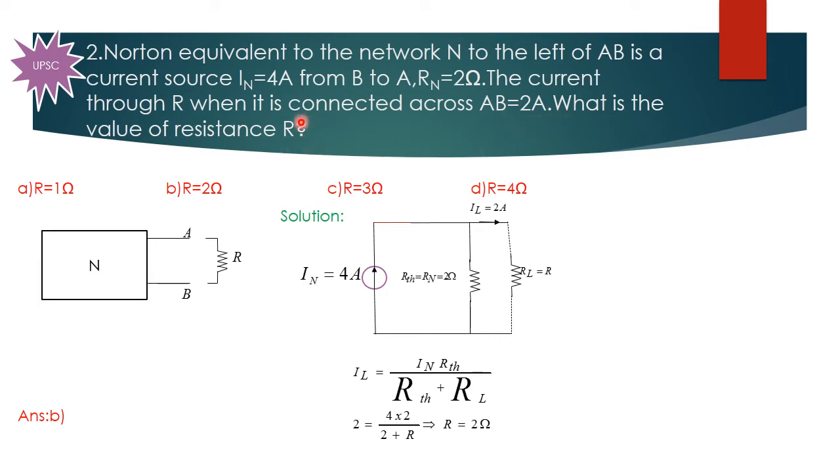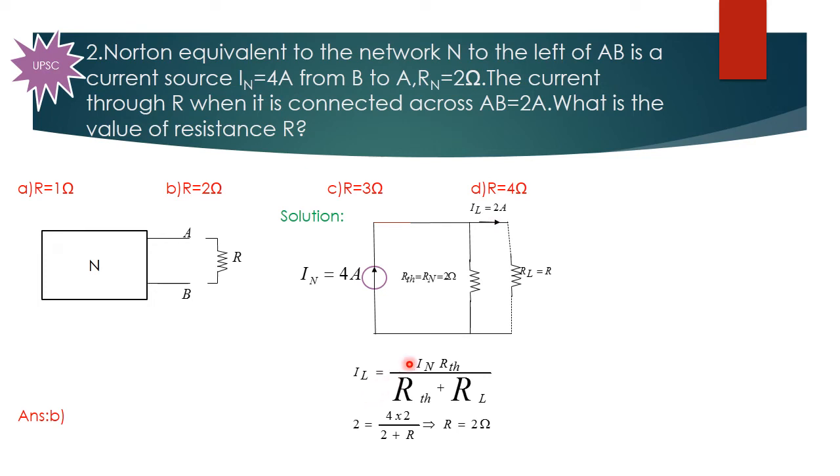So here the Norton current, Norton resistance, everything is given. So we have to calculate what is the value of this resistance R. So first we have to draw the equivalent circuit of the Norton theorem. So here there is a current source parallel with the Thevenin resistance or Norton's resistance. Then it is connected across the load resistance RL. RL here is R.